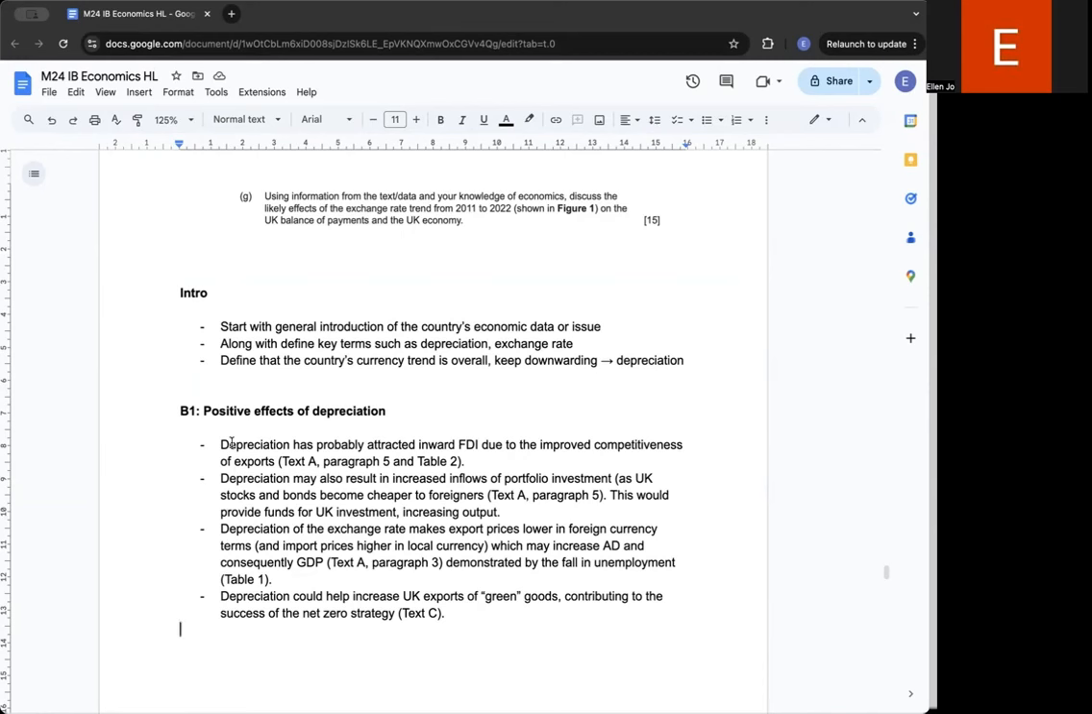Thirdly, depreciation of the exchange rate makes export prices lower in foreign currency terms. Therefore, it would contribute to increased AD and consequently GDP. Lastly, depreciation could help increase the UK exports of green goods, contributing to the success of the net zero strategy.